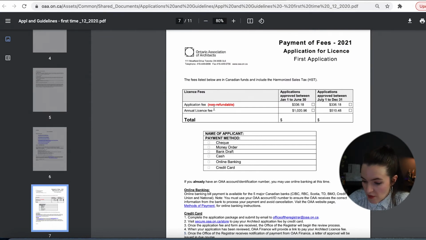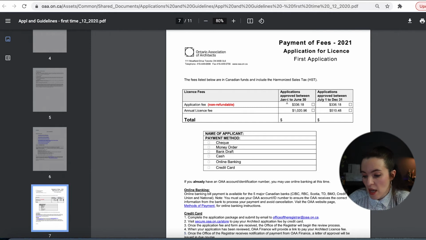So the application fee is going to run you $336.18 if you are applying from January 1st to June 30th, and the same fee applies if you are applying January 1st to December 31st. And then you have your annual license fee, which runs at $1,020.96, and this is if you're getting your application in January 1st to June 30th.